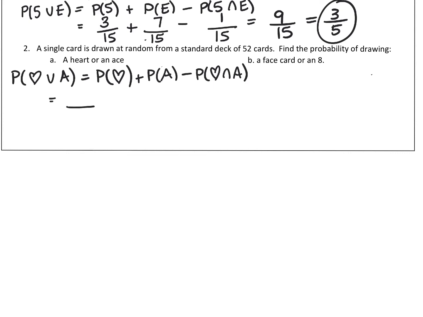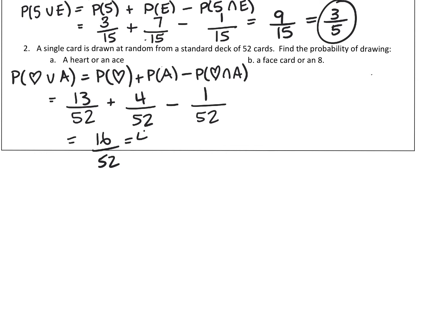Okay, so out of my standard deck of 52, how many are hearts? Well, 13 of them. That's one suit, right? Plus, out of 52, how many are aces? 4 of them. Take away, out of 52, how many of them are both hearts and aces? Well, there's one ace of hearts. So 13 plus 4 is 17, minus 1 is 16 out of 52. And that reduces to 4/13.